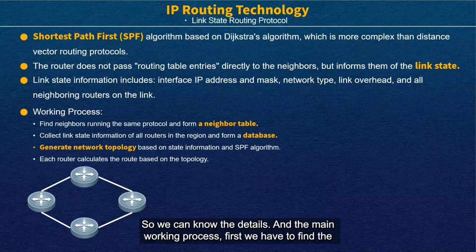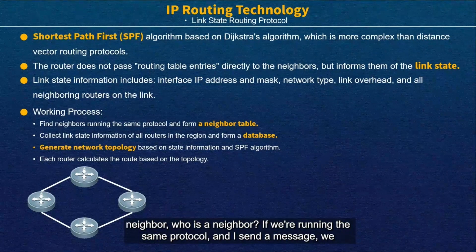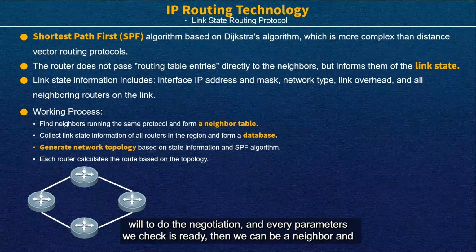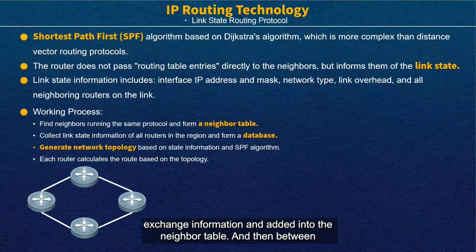And in the main working process, first we have to find the neighbor. Who is the neighbor? If we are running the same protocol and I send a message, we do the negotiation and check that every parameter is ready. Then we can become neighbors, and your information is added into the neighbor table.